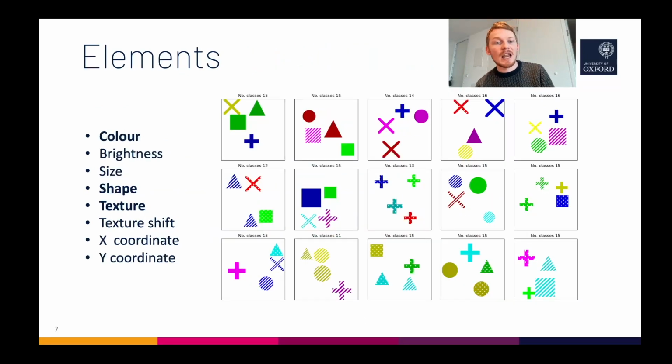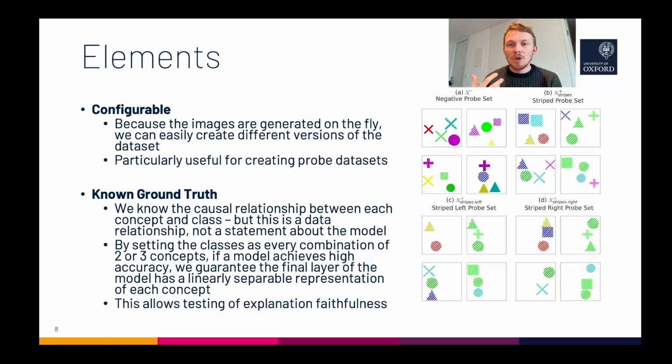Now we have our elements dataset, and this is quite a simple dataset we created, but it's very configurable, and we can create new images very quickly. Each image just depends on a few different properties like the color, brightness, size, shape, texture, and the number of shapes, and so on in each image. The reason we found this dataset useful is that it allows us to create lots of different images which we can generate on the fly, which is very useful for creating probe datasets.